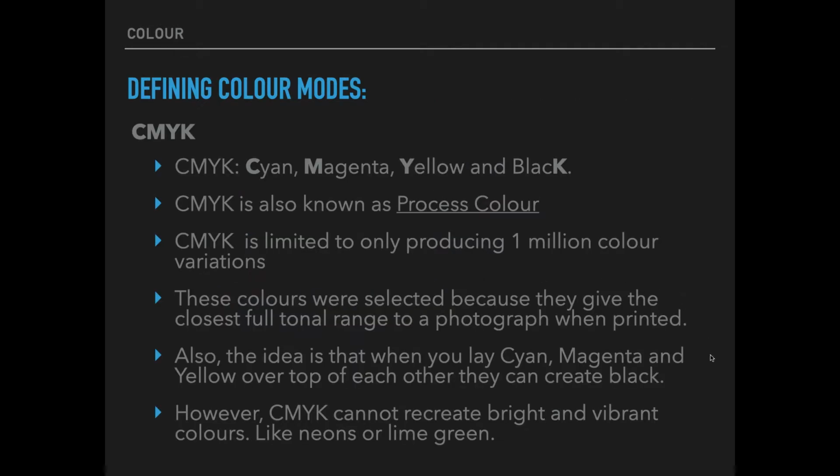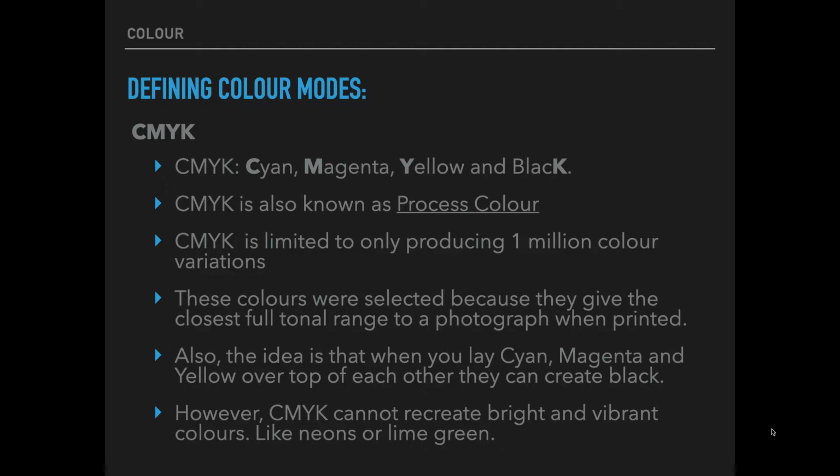Defining color modes. CMYK. CMYK stands for cyan, magenta, yellow, and black. The K is not so much from black, but it is a key color, so just about anything you print will include the color black. So that's why they use the letter K. I find it easier to remember if you just use the K in the word black. CMYK is also known as process color. CMYK is limited to only producing 1 million color variations.